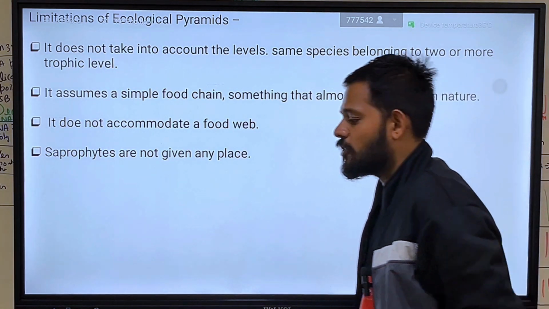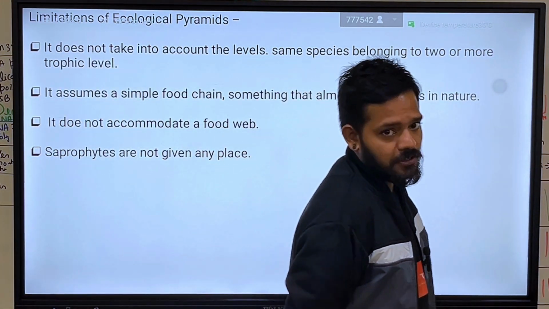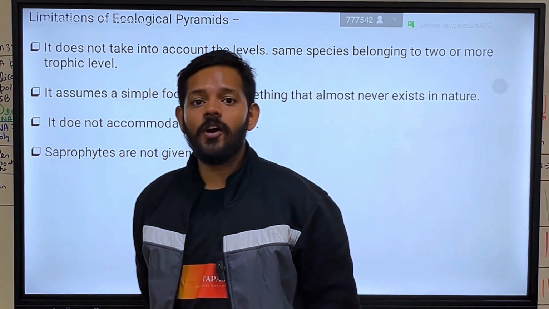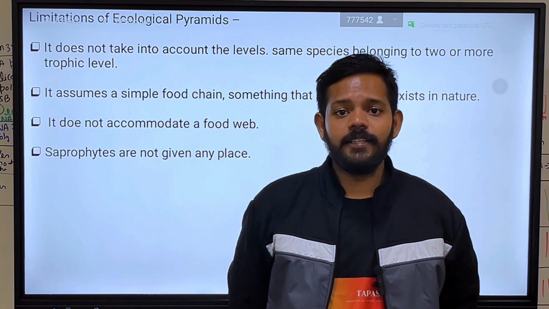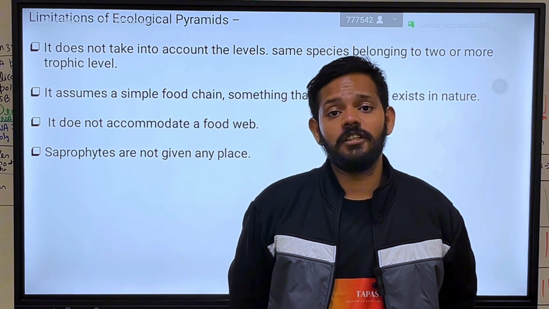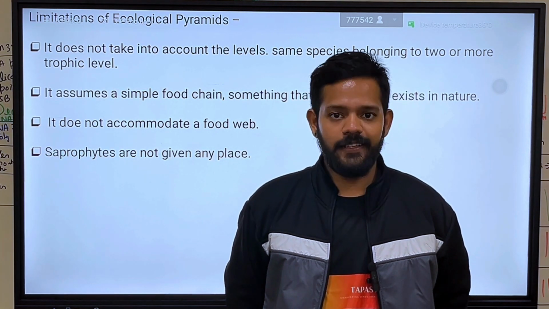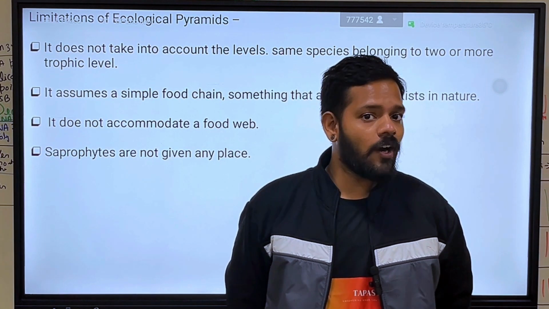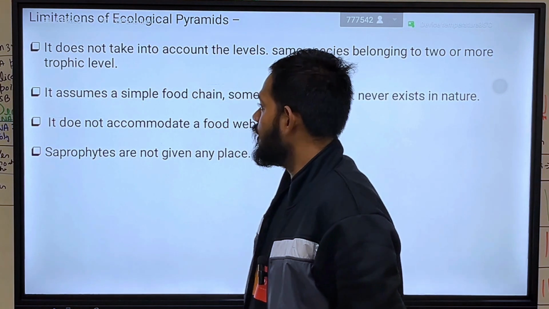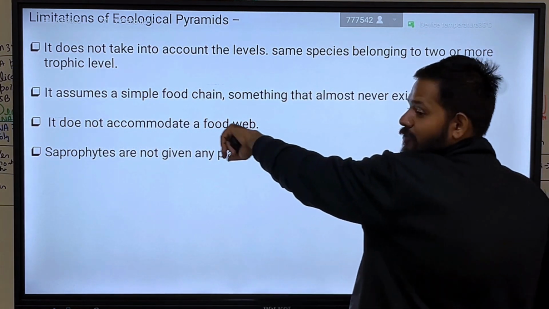Last, limitations of the ecological pyramid. There are some limitations of this graphical representation of a food chain. First, you cannot apply these pyramids on a food web, because a food web is the composition of many food chains, and in a pyramid you are talking about a single food chain only. So food webs are not calculated with the help of these pyramids. It does not accommodate food webs.